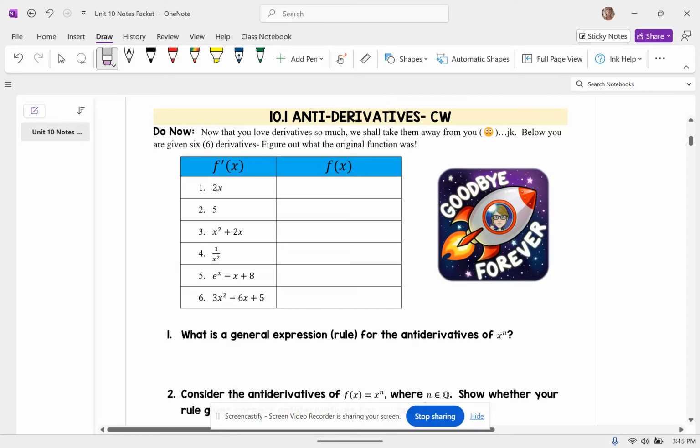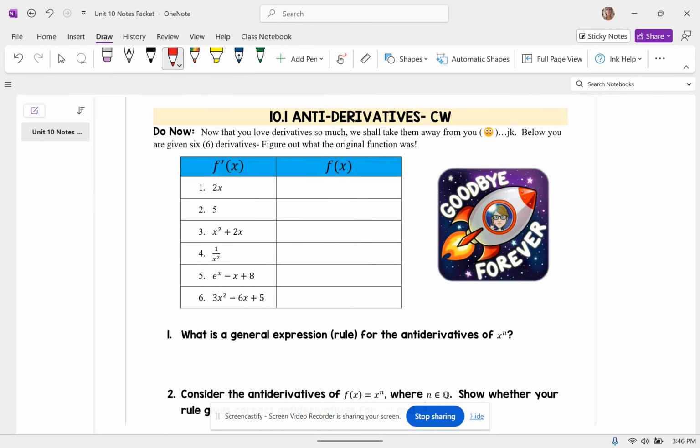Hey guys, we're on page 3 of the Unit 10 notes packet, and it says, do now. Now that you love derivatives so much, we shall take them away from you. Just kidding. Below you are given 6 derivatives, so we're giving you the derivative in this column, and I want you to try to figure out what the original function could have been. Why don't you pause the video, take a few minutes, and see how you do.